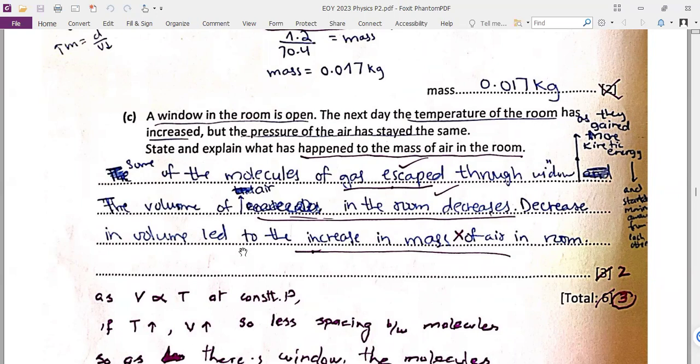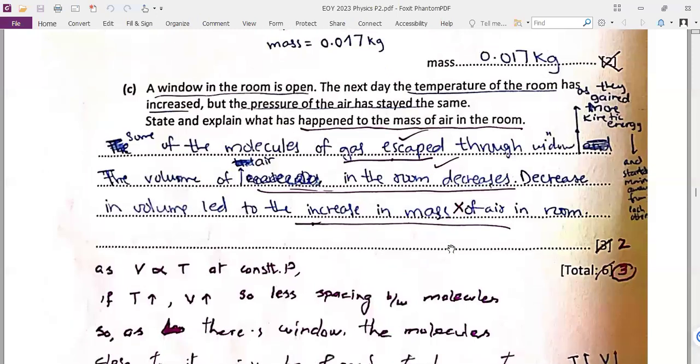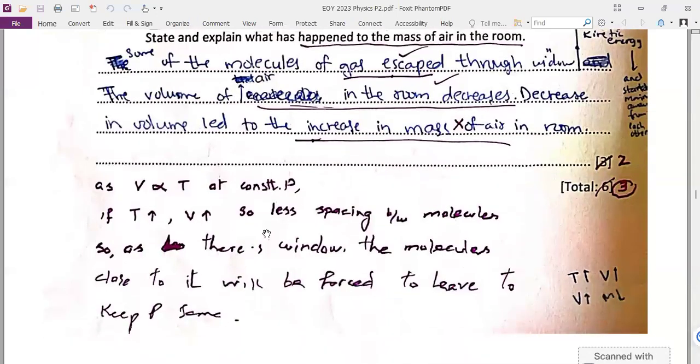A decrease in volume led to an increase in mass of air. That is not possible. Actually, look at my explanation. As volume and temperature are directly proportional if pressure is constant, if the temperature increases, volume increases. So there is less spacing between molecules, and as there is a window, the molecules close to it will be forced to leave to keep the pressure the same. Okay.